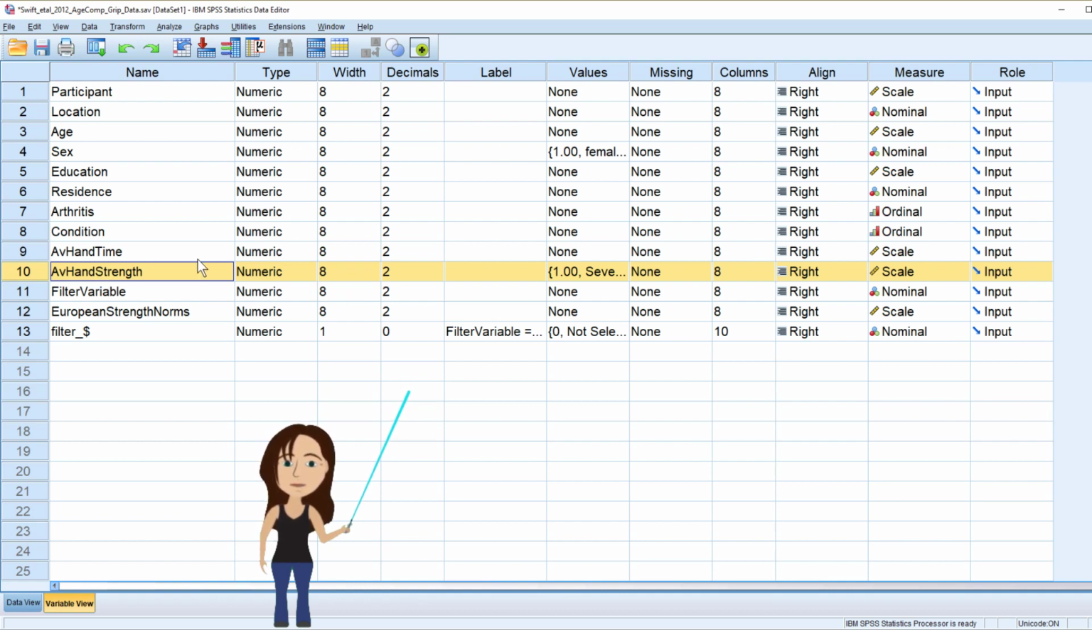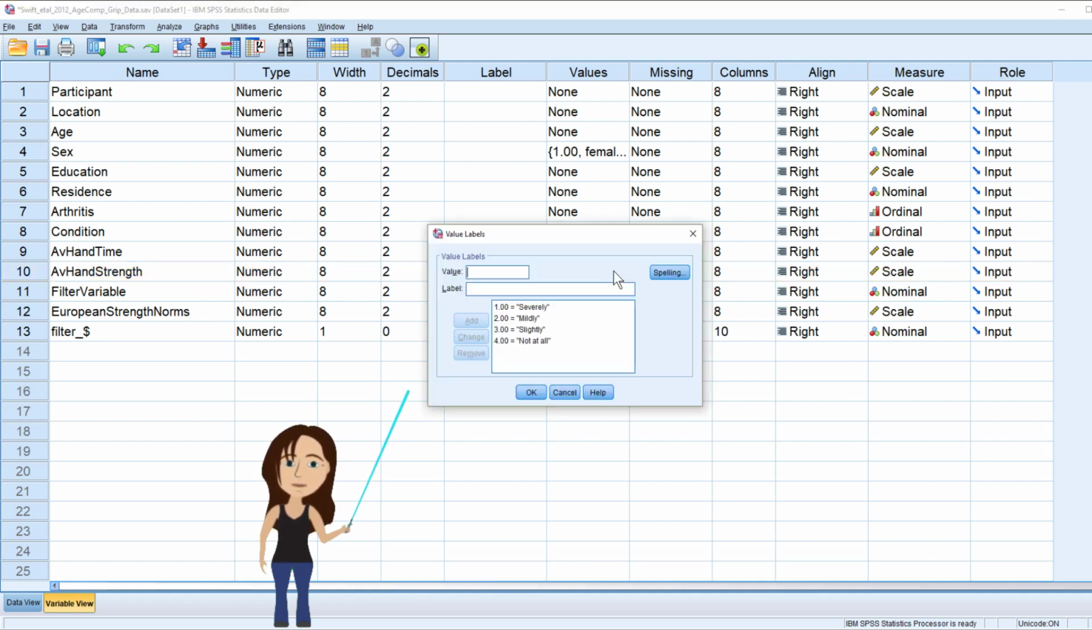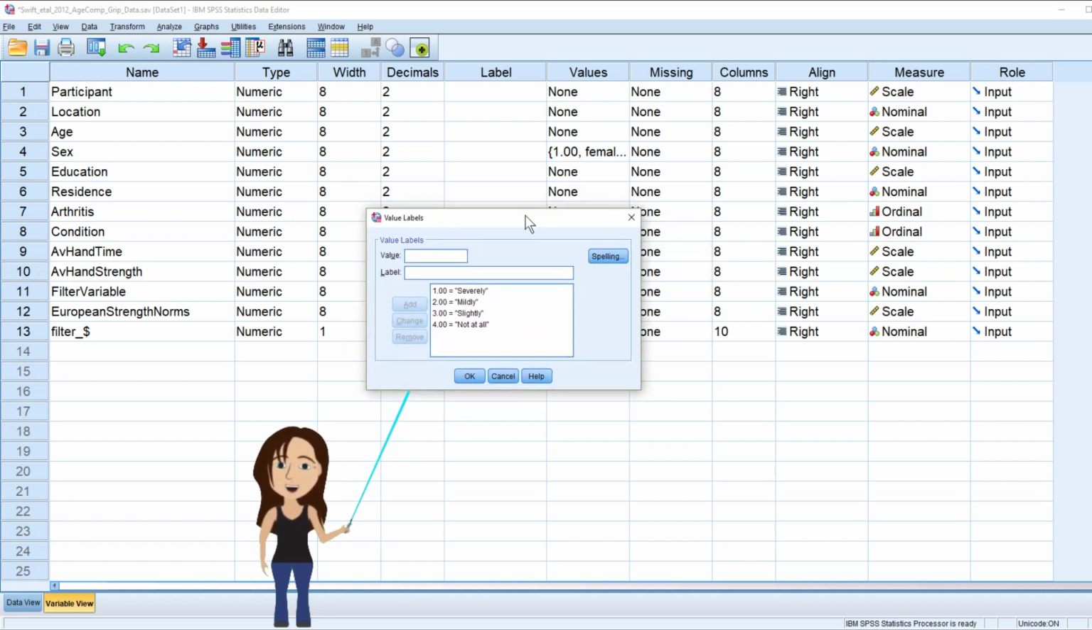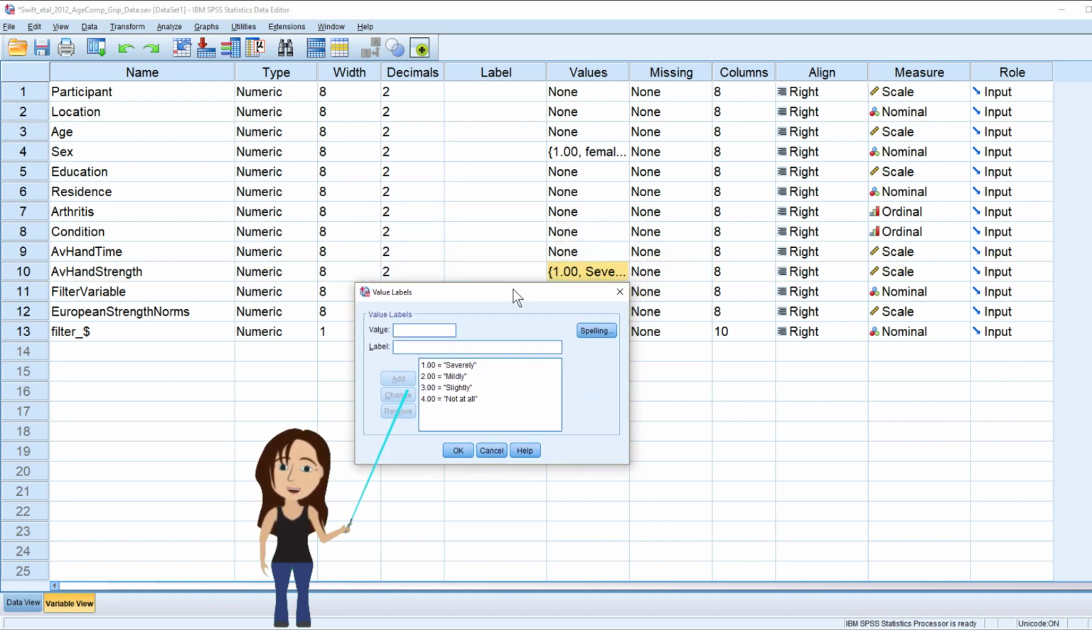And the two outcomes here, average hand strength and average hand time, we're just going to look at average hand strength. And in the version of the data, I'm not sure why, you might be missing the data code. So if you go into values, and I'll just pop them up there so that you can pause and write them down. They do seem to be backwards coded to me. I would have thought normally you start with 1 for the least severe and 4 for the most severe. But anyway, we'll have a look at that.